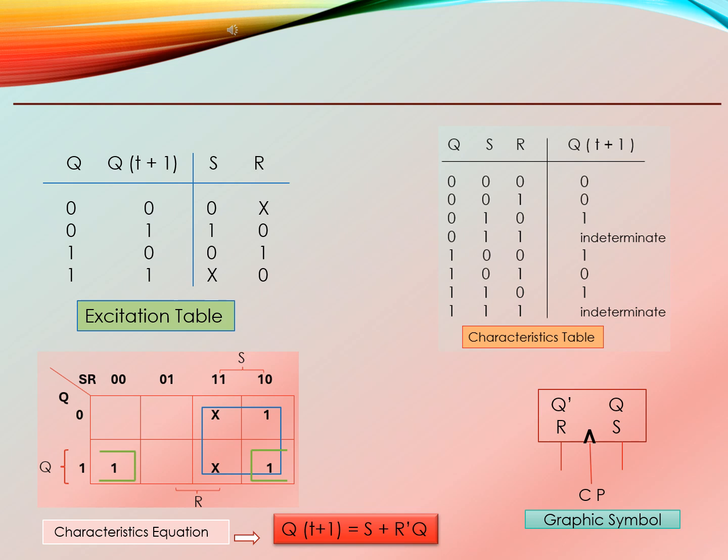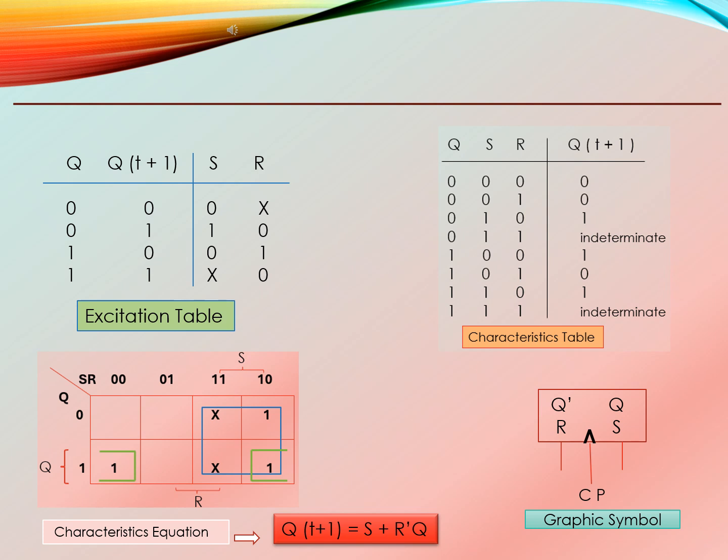In row 3, to go from 1 to 0, we must reset the flip-flop, so S equals 0, R equals 1. In row 4, if the current state is 1 and we want to stay at 1, then R equals 0 and S can be anything, that means don't care. This table is useful when designing logic circuits because it tells us what inputs are needed to get a desired state transition.